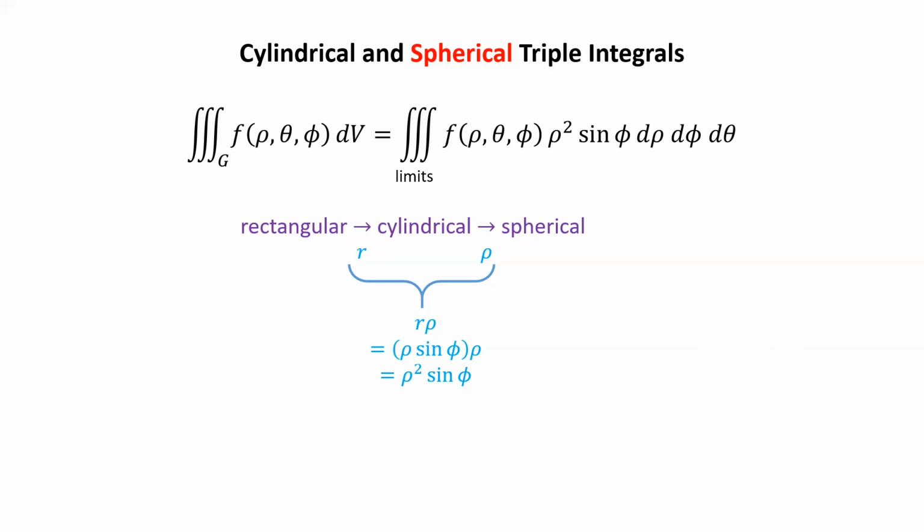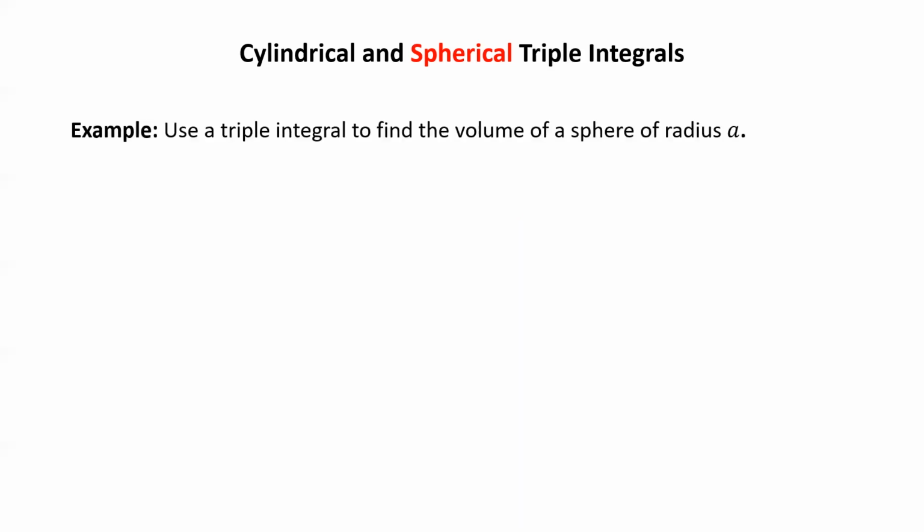But in application, you don't have to understand these steps. All you have to do is throw in a factor of rho squared sine phi anytime you do a spherical triple integral. Let's try an example. Once again, pause the video, try this example yourself, and then resume the video to check your answer with mine. Use a triple integral to find the volume of a sphere of radius a.